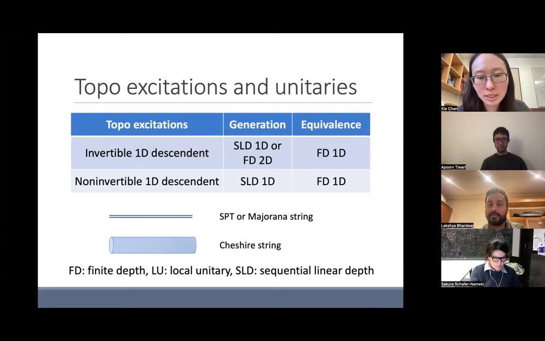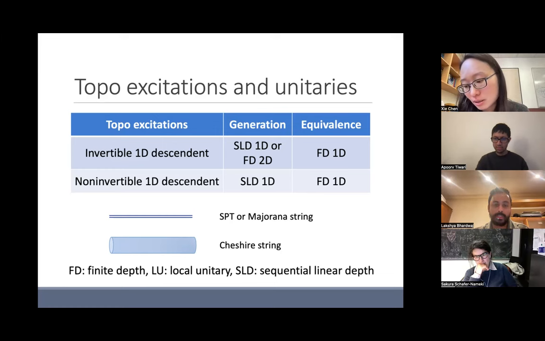So can I also generate a Cheshire string using a sequential linear depth 2D circuit? Yes. Okay. If you will. Yeah, exactly. If you really want to do a 2D membrane operator and generate a non-invertible descendant defect, yes. But you're right that you have to use a sequential linear depth 2D circuit to generate it. So it seems that, as Shuheng was pointing out earlier, or I was asking about earlier, sequential linear depth corresponds to non-invertibility and finite depth is about invertibility. There is this one-to-one correspondence that always holds.